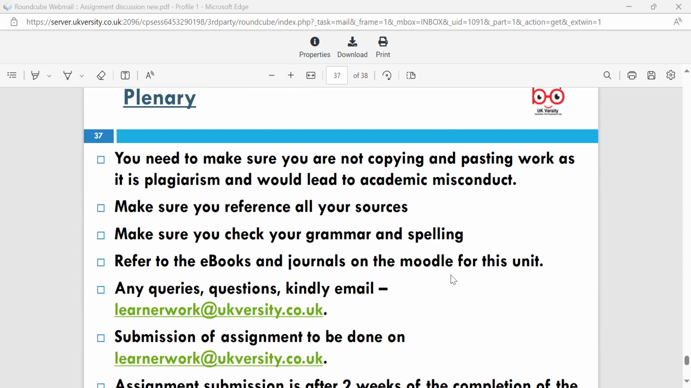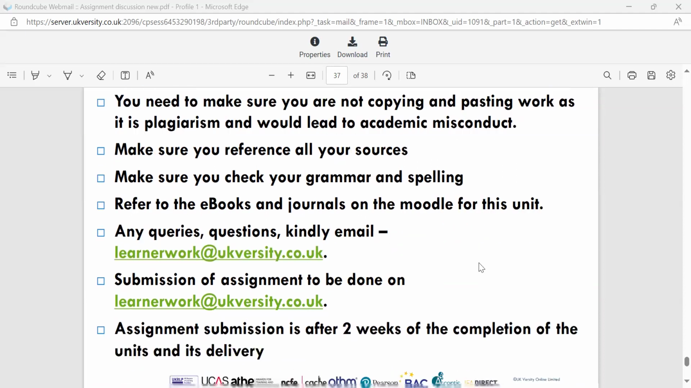which a lot of learners use American style grammar. So things like organization, make sure you are using the S instead of the Z, and checking your language and your grammar and your English spelling. Refer to ebooks and journals on Moodle for this unit. Any queries or questions, kindly email learnerwork@ukvarsity.co.uk, and submission of the assignment to be done on learnerwork@ukvarsity.co.uk. And its assignment submission is after 2 weeks of completion of the units and its delivery.